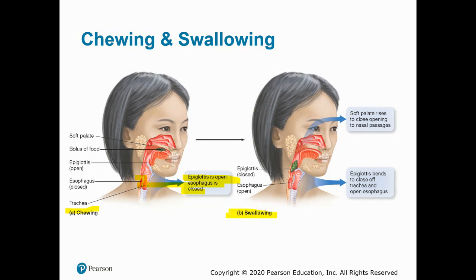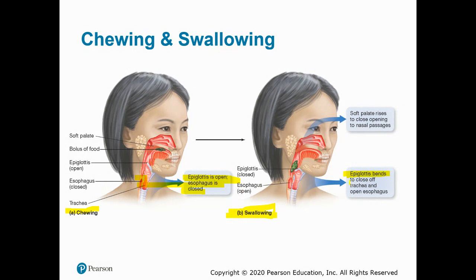And then when we swallow, the epiglottis... I think I shouldn't have said earlier that the epiglottis covers the trachea. Sorry, it does cover the trachea. It doesn't so much cover the esophagus. It's really the sphincter, the esophageal sphincter, that keeps things from going down the esophagus until we're ready to swallow.